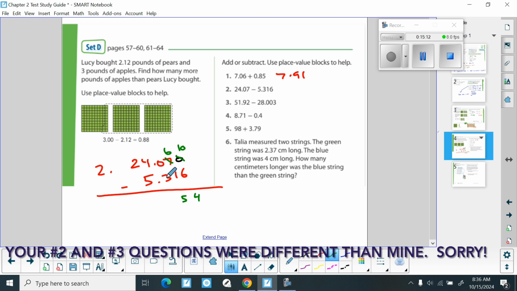0 minus 3, can't do. I need to regroup. So that would be a 3. This would be a 10. 10 minus 3 is 7. Put the decimal point in. 3 minus 5, can't do without regrouping. So that becomes a 1. This becomes 13. 13 minus 5 is 8. Remember, I put my decimal point down before. And 1 minus nothing is 1. So this comes out to 18.754. Okay? Let's look at the next one.